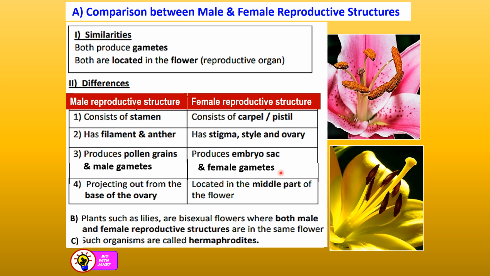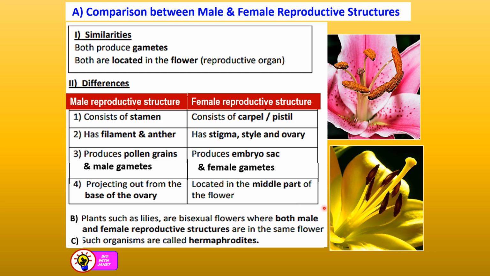Now, what's the position of the stamen? The stamen is found projecting out from the base of the ovary. Whereas the carpel is located right in the middle of the flower, usually. So these are all the differences, 4 differences.